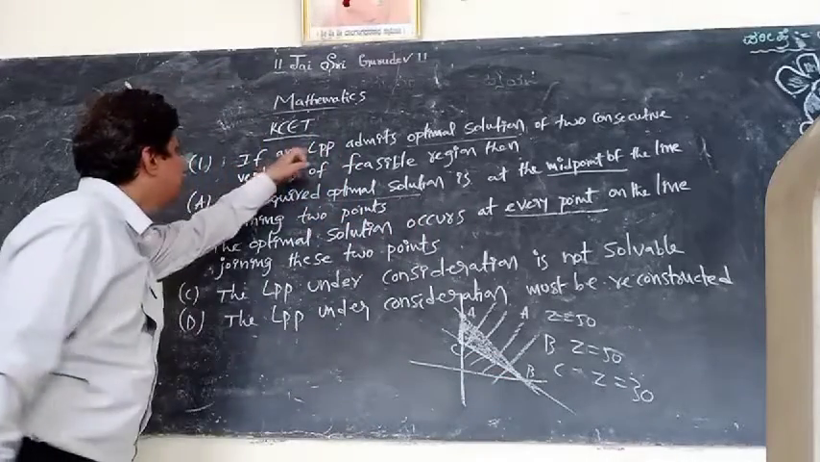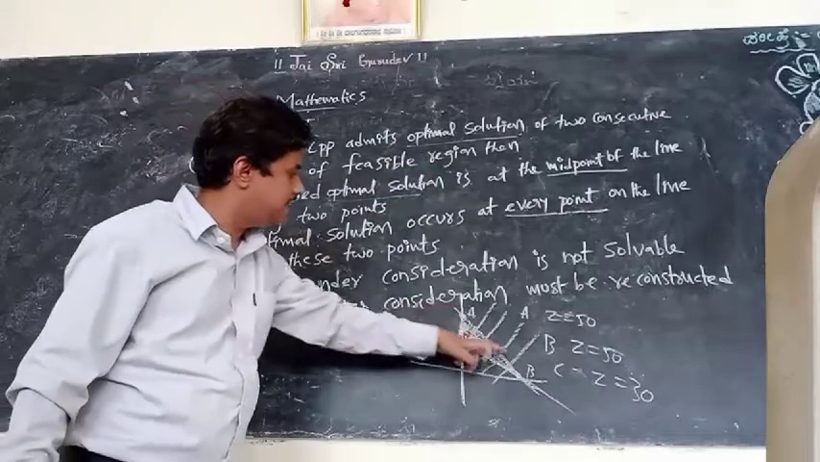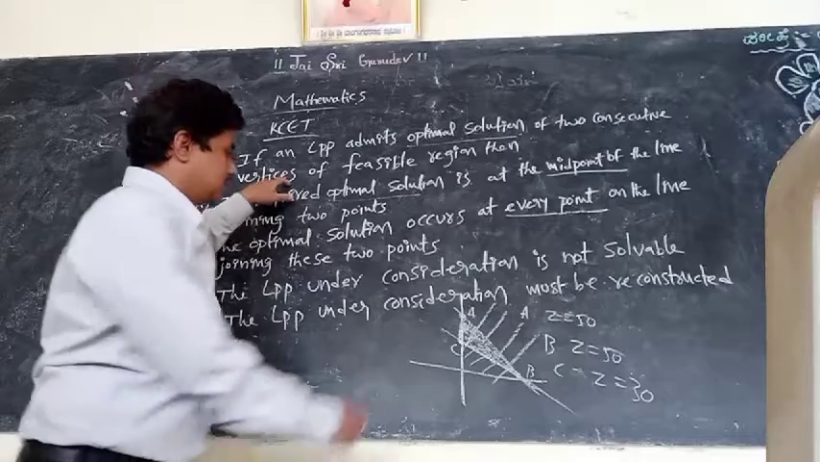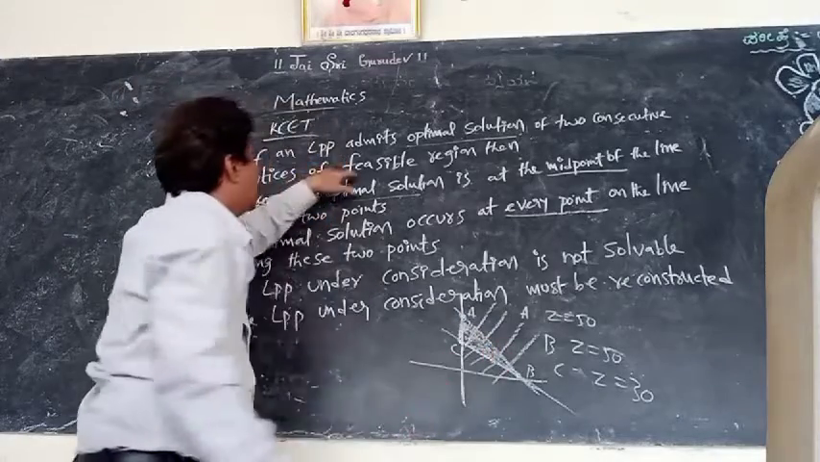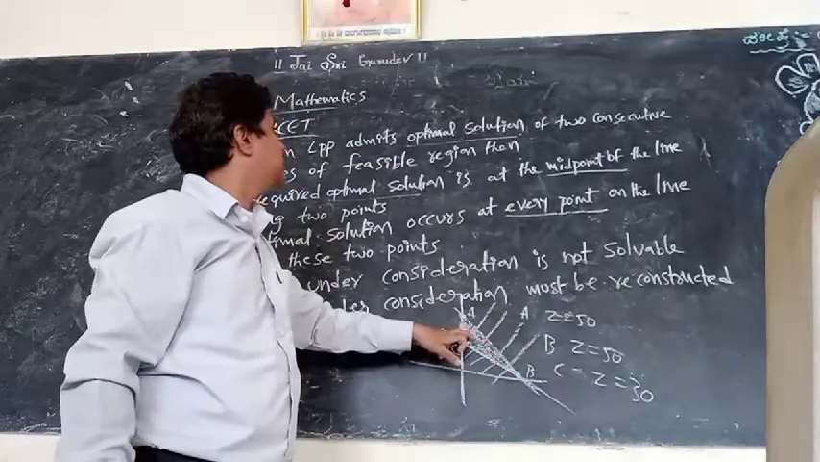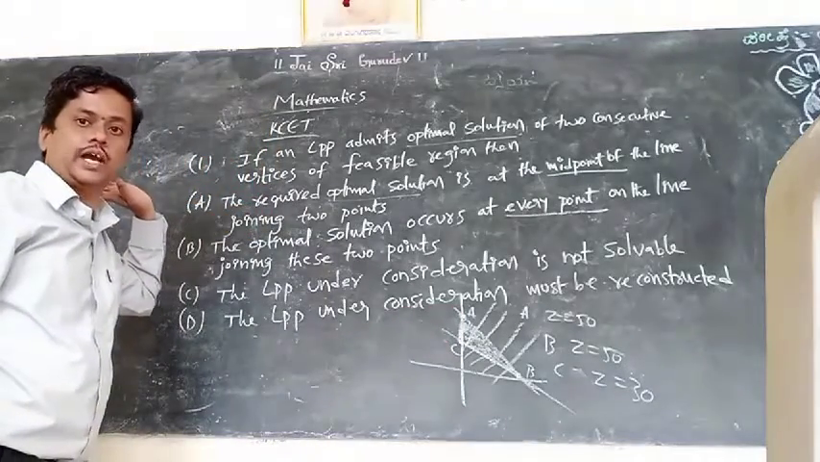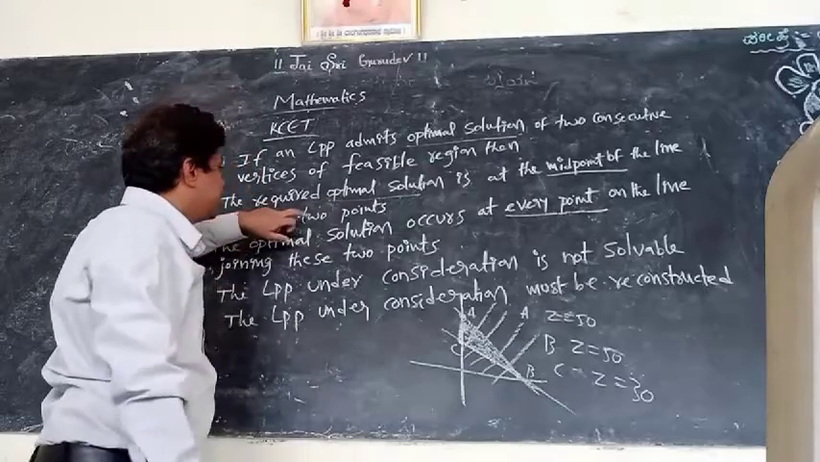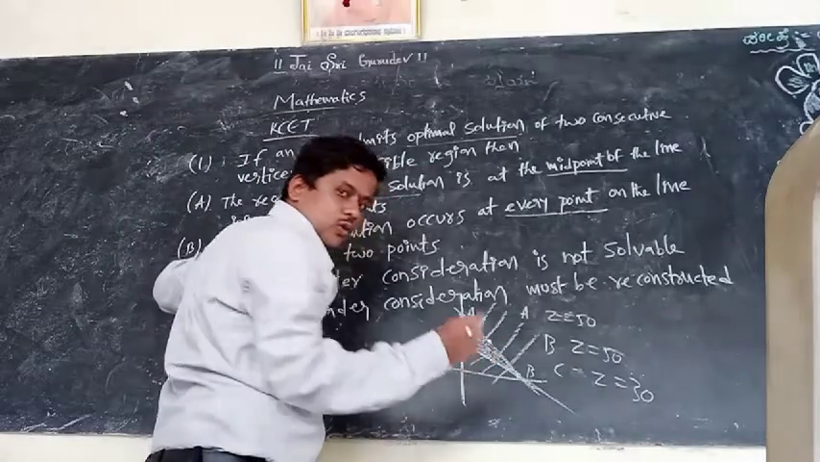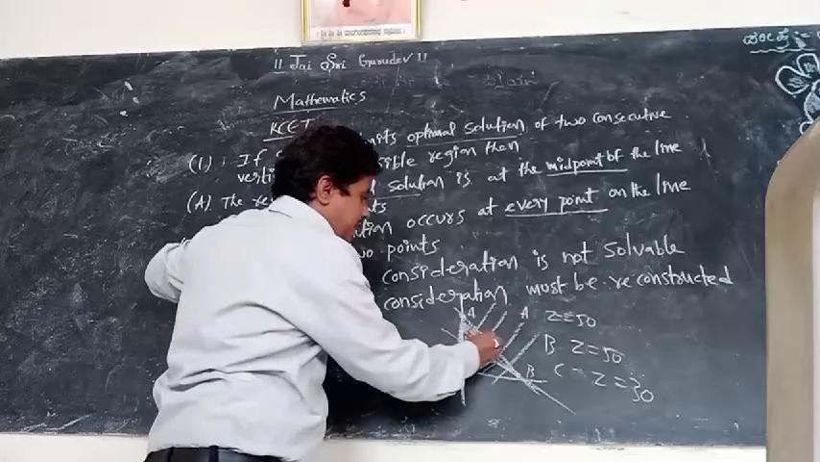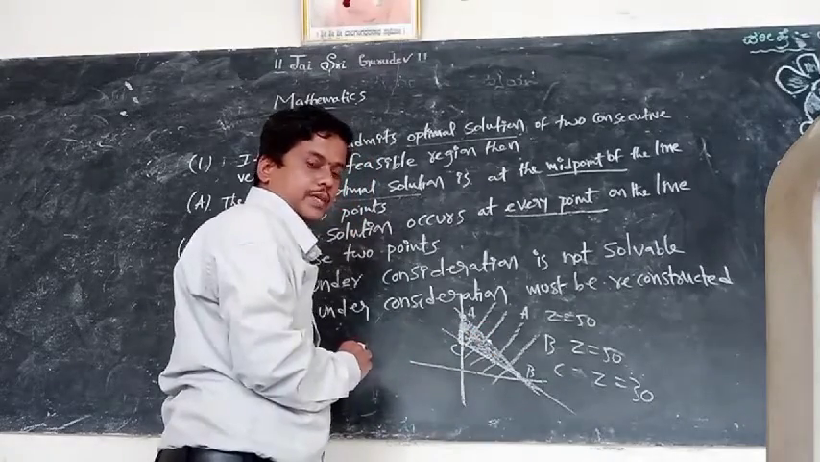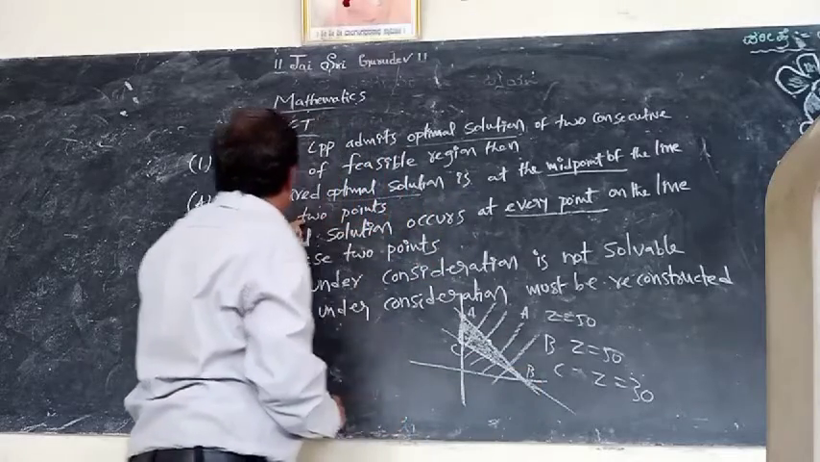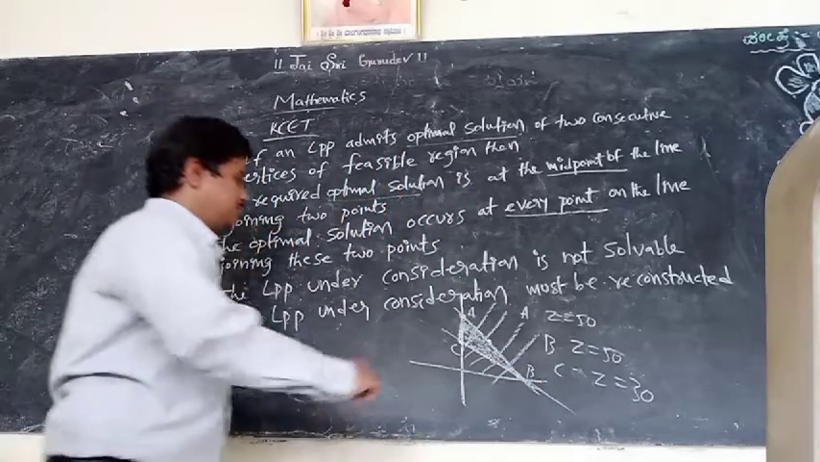If an LPP admits an optimal solution at two consecutive vertices of a feasible region, then what is the condition? The first option says the required optimal solution is at the midpoint of the line joining the two points. Midpoint? No, wrong. The midpoint is not the only optimal solution; every point on the line is a point of the feasible region, so the optimal solution cannot be just C.